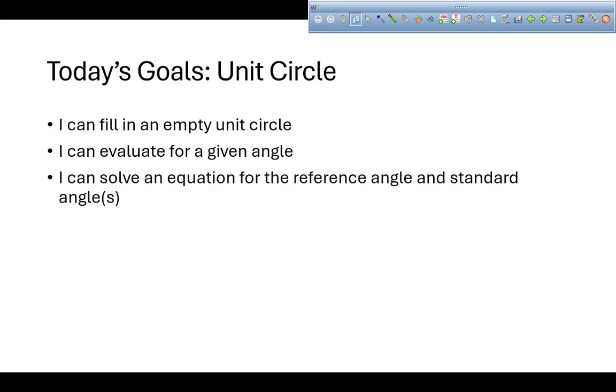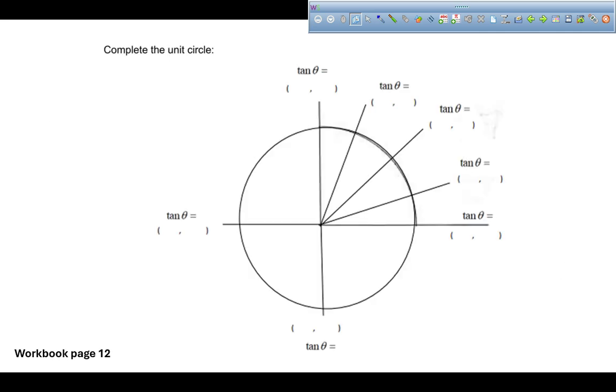Today we're going to work on the unit circle. So being able to fill in the unit circle and then being able to evaluate the unit circle. In your final review packet, this is on page 12. You should see a blank unit circle on page 12. You are going to have to be able to fill it out. Not in its entirety, right? You only need to be able to fill it out for the questions you're on.